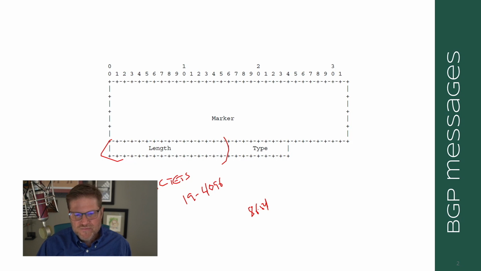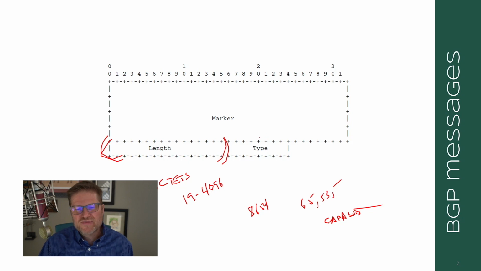Now RFC 8654, however, goes back and allows this entire field to be used for length in octets, making the new maximum 65,535 octets. There is a new capability, which we talked a little bit about capabilities. We'll talk a little bit more about capabilities here, that tells the BGP speaker what the maximum length will be in this BGP message field.